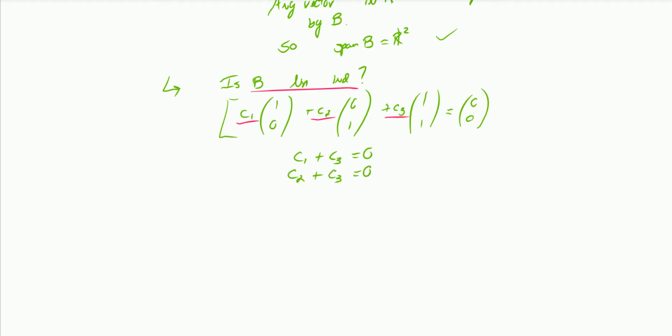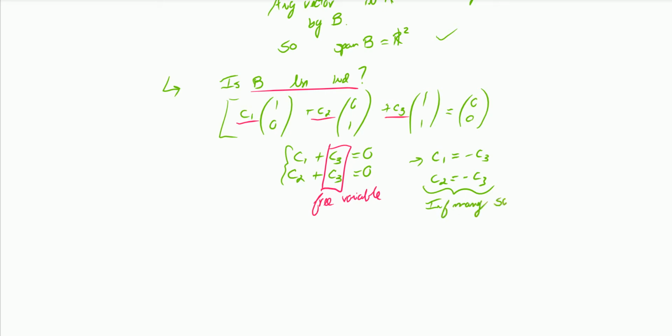Well, what do you notice here? You notice that in this case we have c3 as a free variable. In other words, that means that c1 can be expressed in terms of c3, and c2 can be expressed in terms of c3. So this means that there are actually infinitely many solutions, and there isn't just the trivial solution.